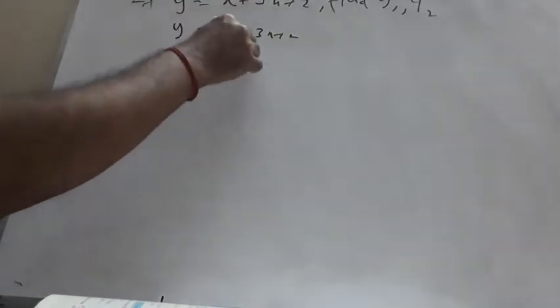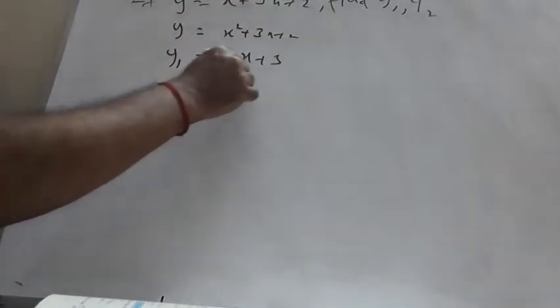Y is equal to x square plus 3x plus 2. Then y1 is 2x plus 3. Now y2 becomes 2. I repeat, y is x square plus 3x plus 2, y1 becomes 2x plus 3, and now y2 becomes 2. Is it clear? It's not difficult to follow.